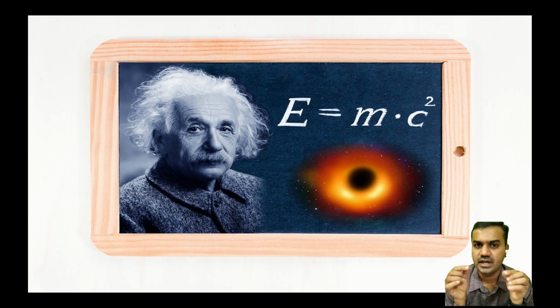This is pair production. When gamma radiation is incident on a target, you will get an electron and the antimatter of the electron, which is called the positron.